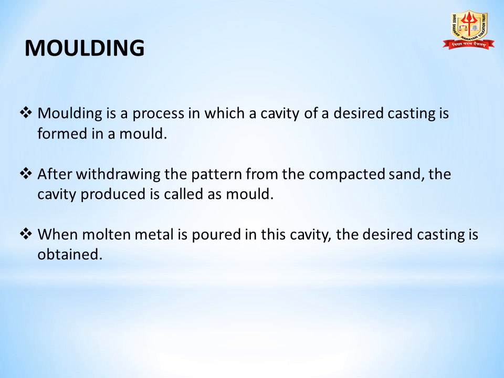Now we see molding. Molding is a process in which a cavity of the desired casting is formed in a mold. Second point, after withdrawing the pattern from the compacted sand, the cavity produced is called a mold. Point number 3, when molten metal is poured in this cavity, the desired casting is obtained.